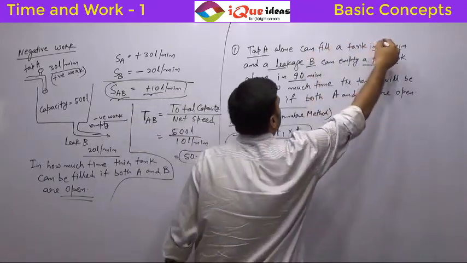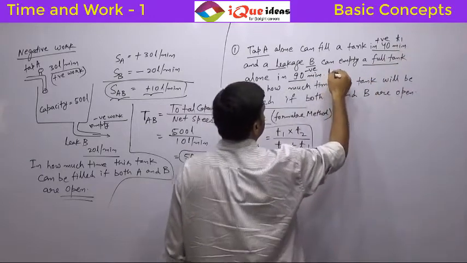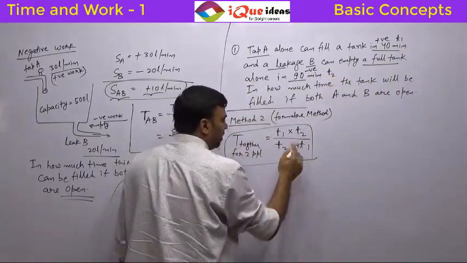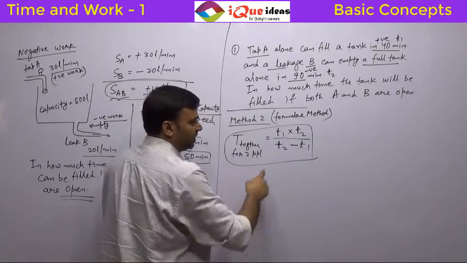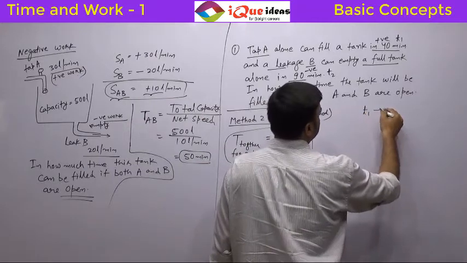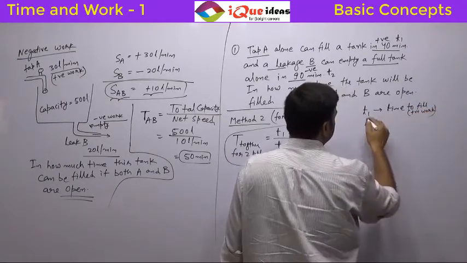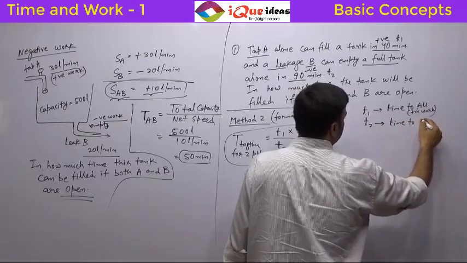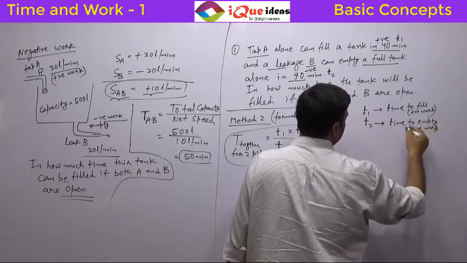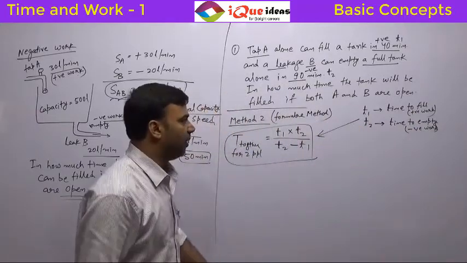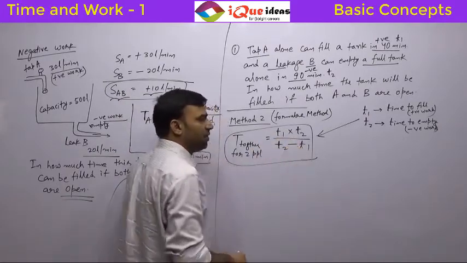It is just that there is one positive worker and one negative worker. Let's say this time is T1 and this time is T2. In the formula, we will just put a minus sign in place of the plus sign. So it is T1 into T2 upon T2 minus T1. Remember this. Look at the order of this. If T1 is the time to do the positive work, such as filling, and T2 is the time to empty, or the time to do the negative work, the time together is straight away T1 into T2 upon T2 minus T1. For positive workers it was T1 into T2 upon T2 plus T1. For negative work, it will be T1 into T2 upon T2 minus T1.